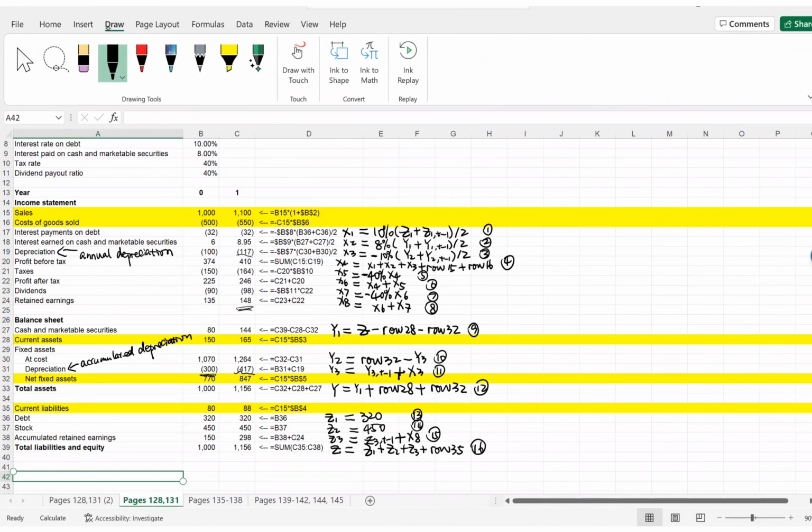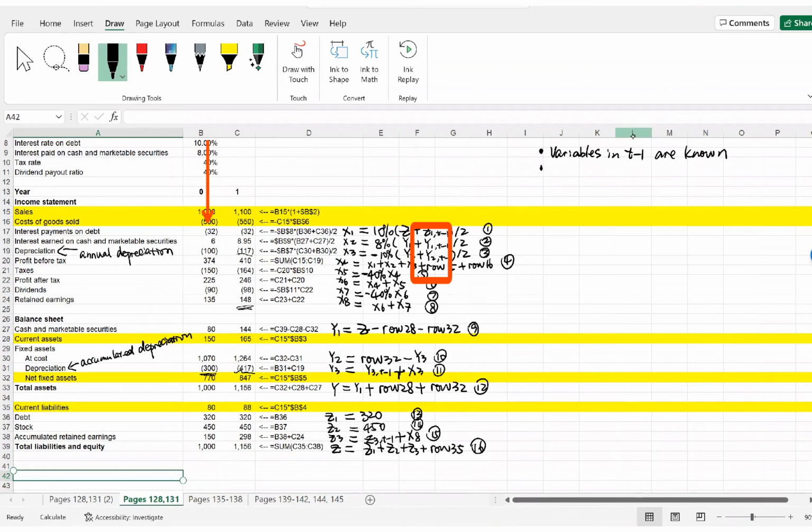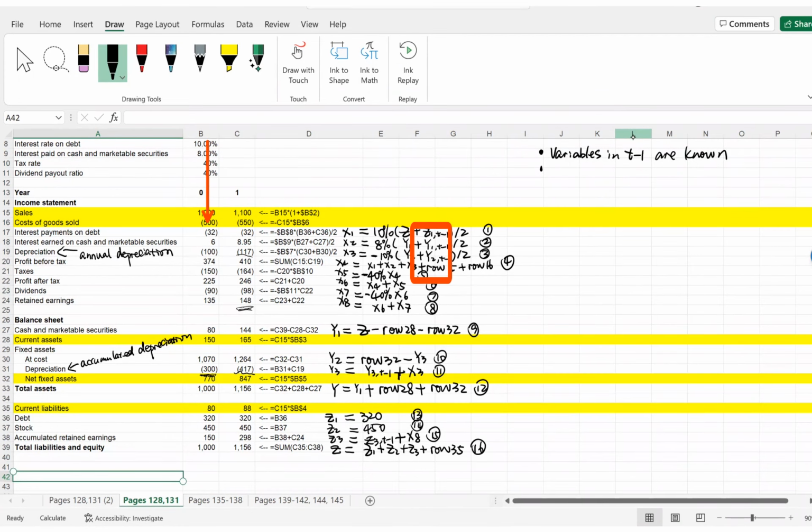Okay, and then let me try to write it down here. So first, variables in T minus 1 are null. I'm saying the variable here, this all T minus 1 variables, they are null. And variables related to sales are calculated already.